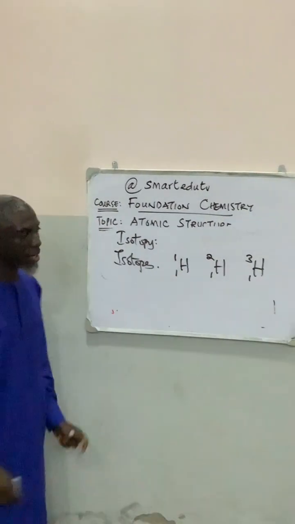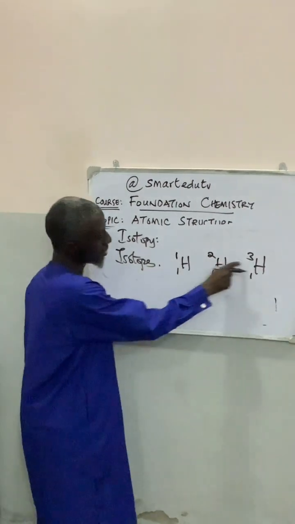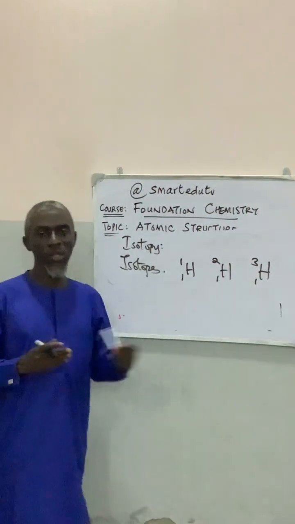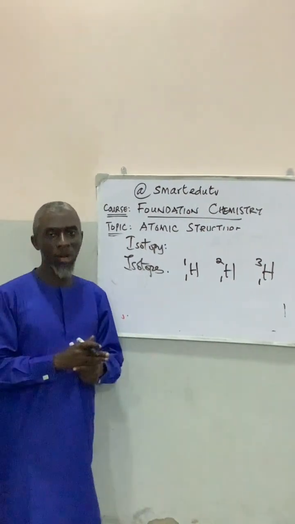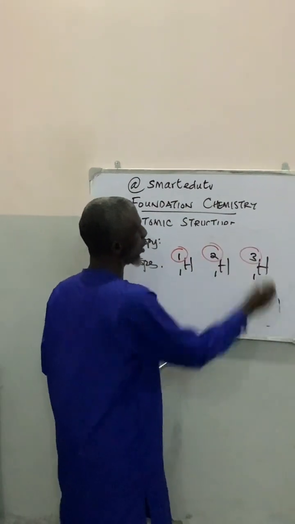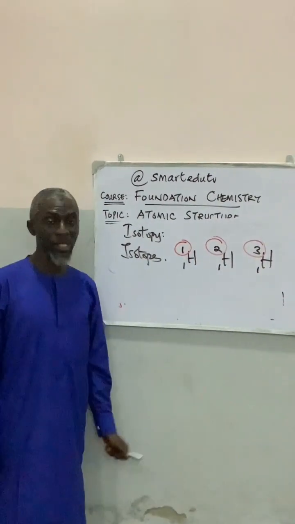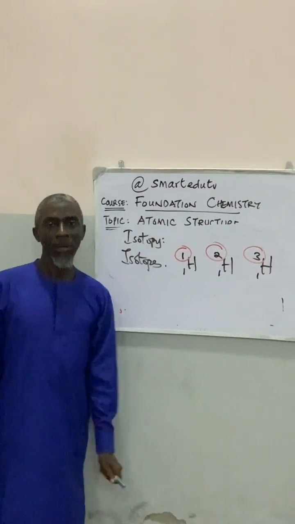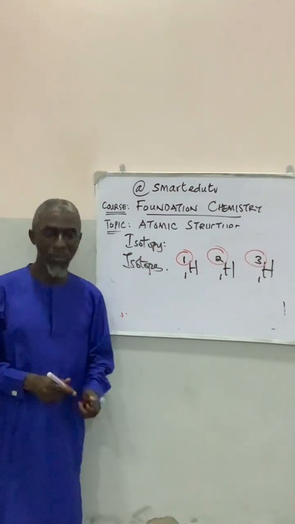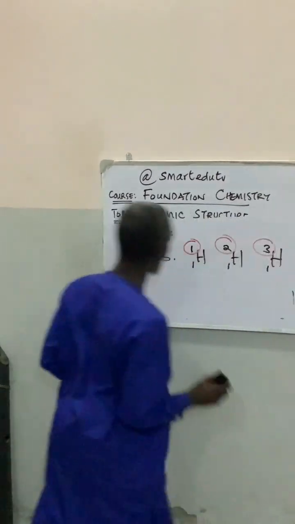You can see we have three atoms of the element hydrogen exhibiting different mass numbers. Contrary to what Dalton says, atoms of the same element look alike in all aspects. So these ones do not look alike in all aspects, at least in their mass numbers. We can see that they have different mass numbers, even though they have same atomic number. So they are called isotopes. So the concept of isotopy invalidates Dalton's postulates on atomic structure.